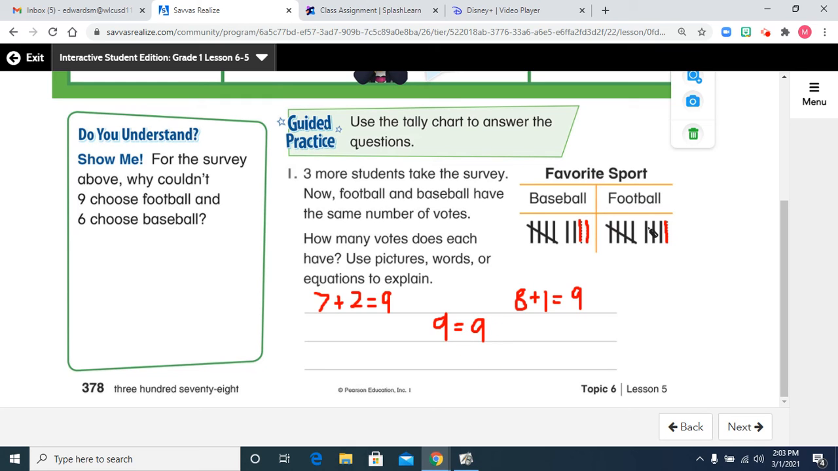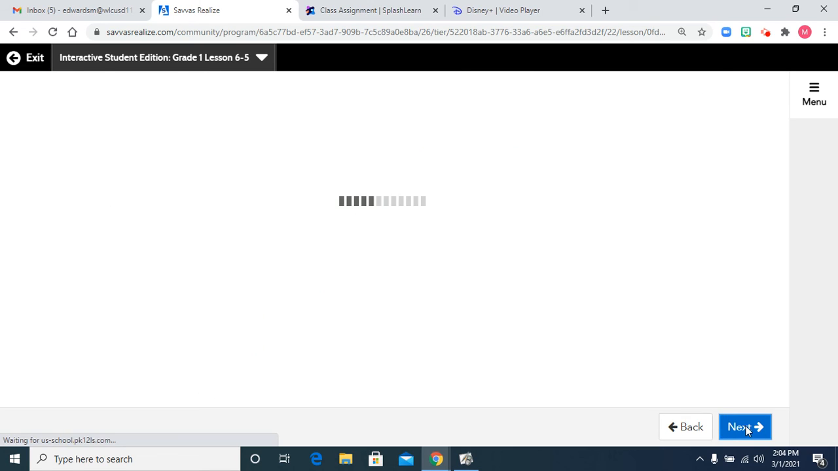Okay? So you could have done that a bunch of other ways, but that was the easiest way for me. You can do it however you want, as long as you get 9 and 9. And you may have an explanation down here. I used equations to explain it. You can use pictures if you want, or you can write sentences if you would like. Okay? All right, when you're done with that, look at the next page.